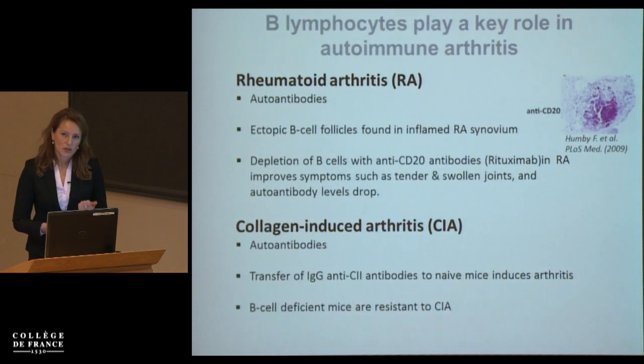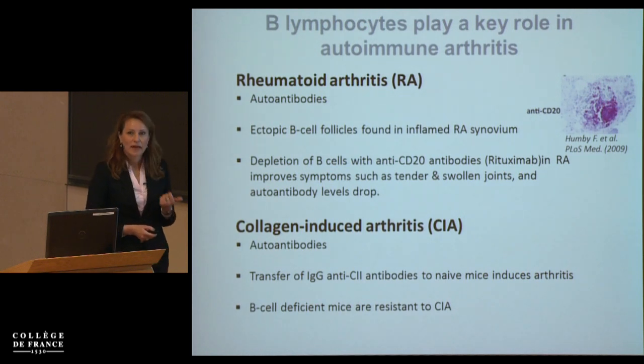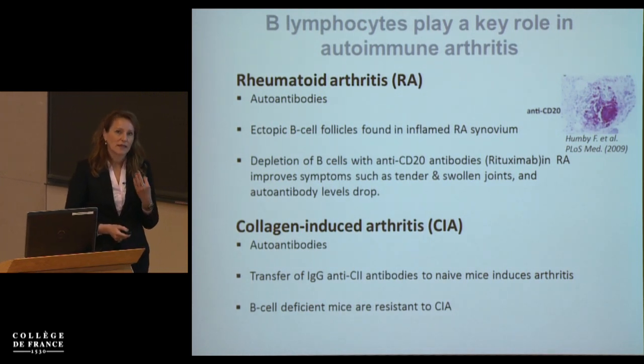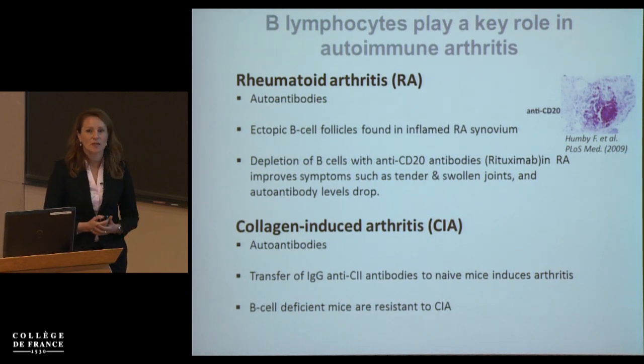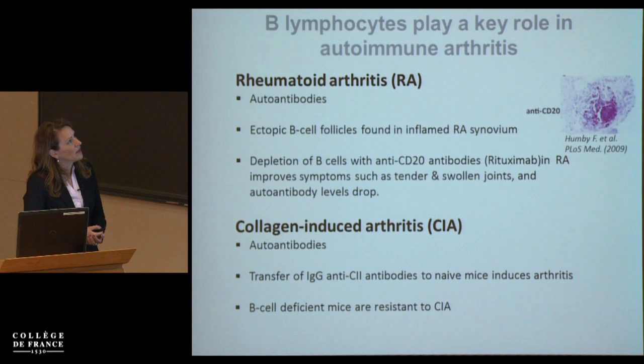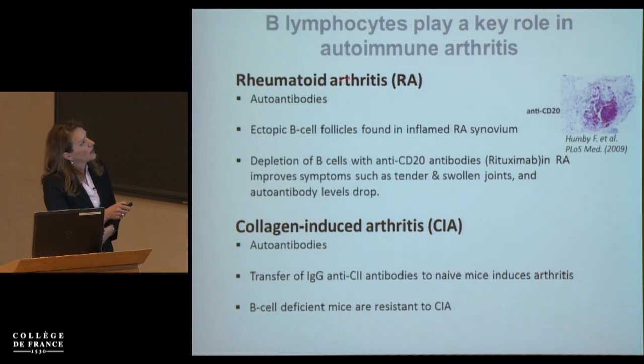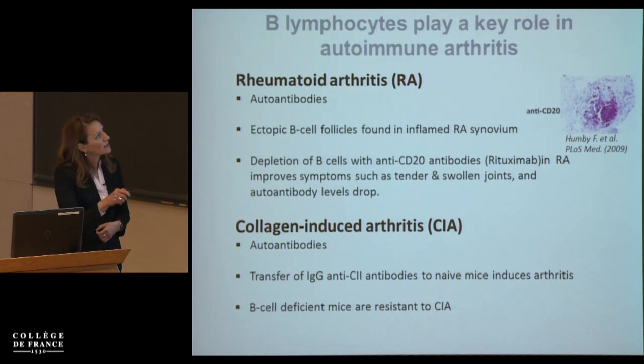We know that autoantibodies are important in RA and also in collagen arthritis, and that indicates that the B lymphocytes, which produce antibodies, are important. They play a key role in these diseases. In RA, you have the autoantibodies as an indication that the B cells are involved. You also have ectopic B cell follicles in the inflamed tissue, depicted here in red. This is inflammatory tissue in the joint, and usually you should not have B cells there, but in RA you have lots of B cells in these areas.